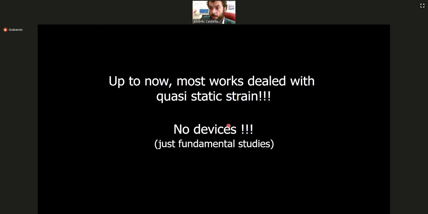Okay, but so far, even though people are interested in this field, most of the works are fundamental, and most of them work with quasi-static strain. Basically, you apply a certain strain and you use some kind of optical probe to test the changes in the optical and band structure of the material, for example photoluminescence or microreflectance. There were not that many works dealing with devices in which strain changes the output of the device.